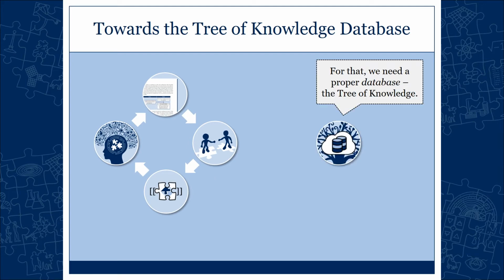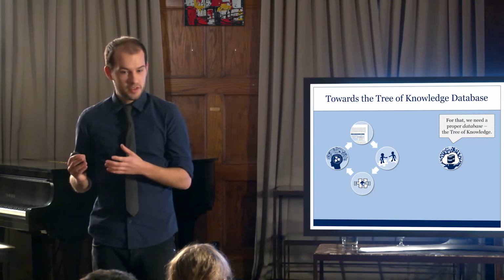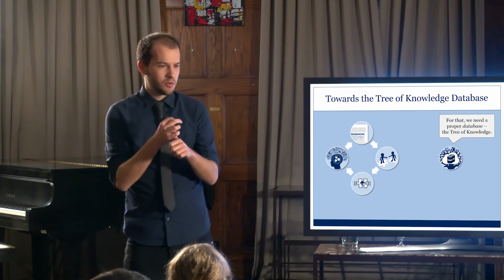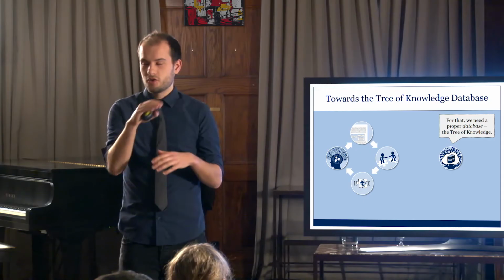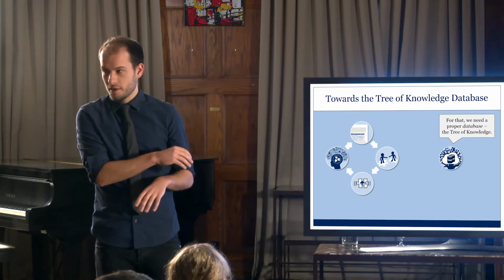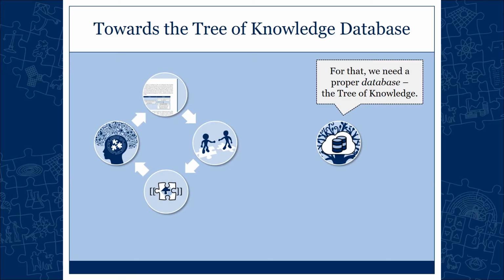Instead, what we need is a proper database. The tree of knowledge database is what we're envisioning. Essentially, we've taken the idea of the tree of life database, which is an online resource that has gathered information on all biological organisms and can trace their evolutionary history. That's our inspiration, except instead of tracing changes in biological organisms over time, we're tracing changes in belief systems over time.